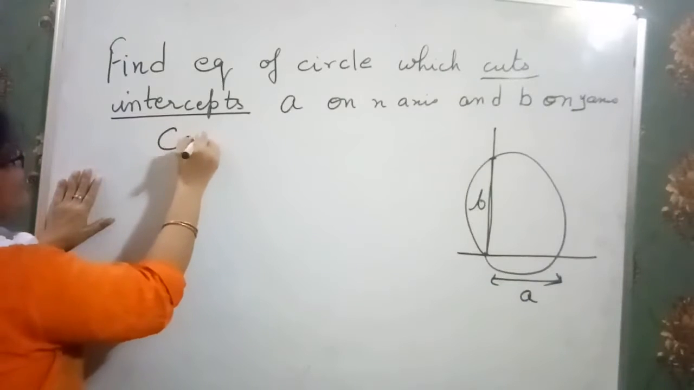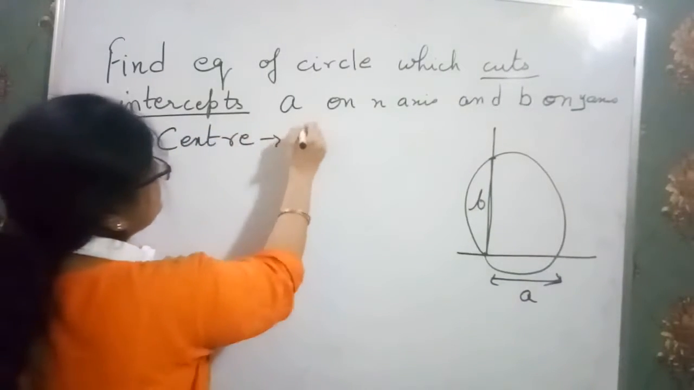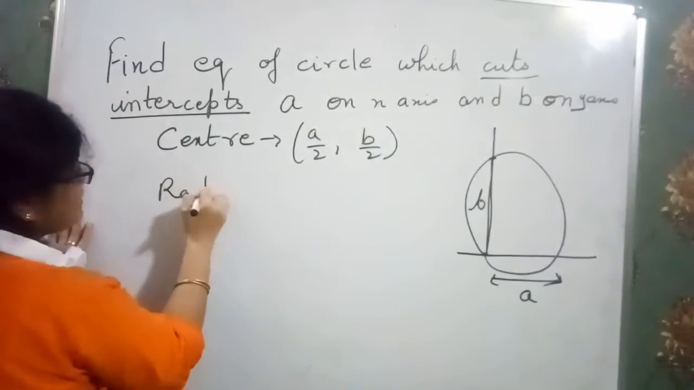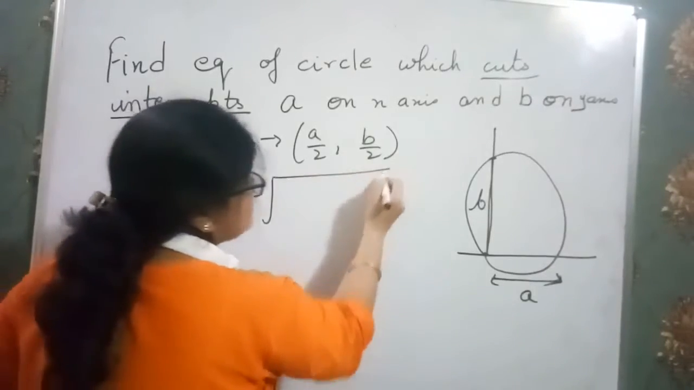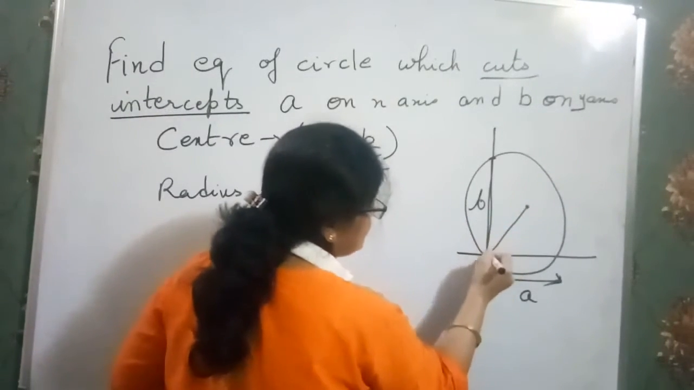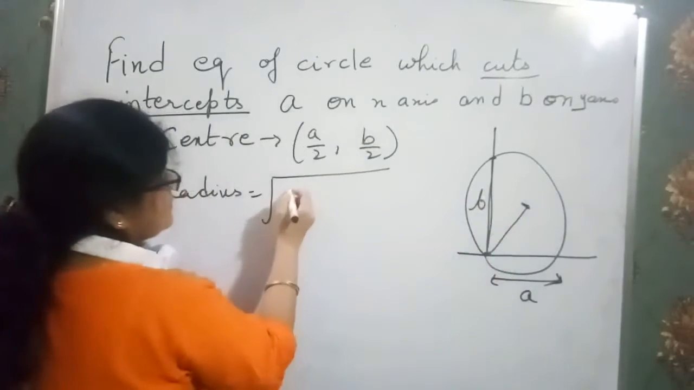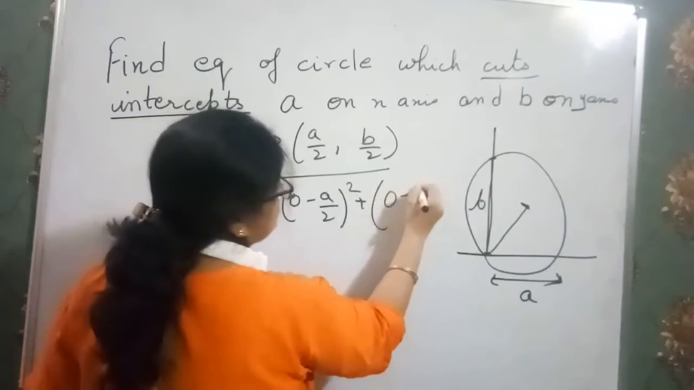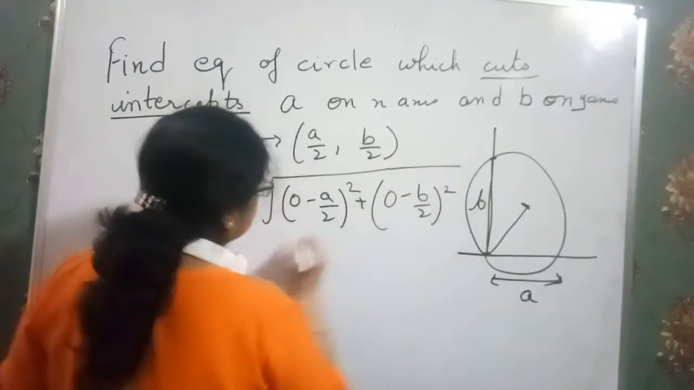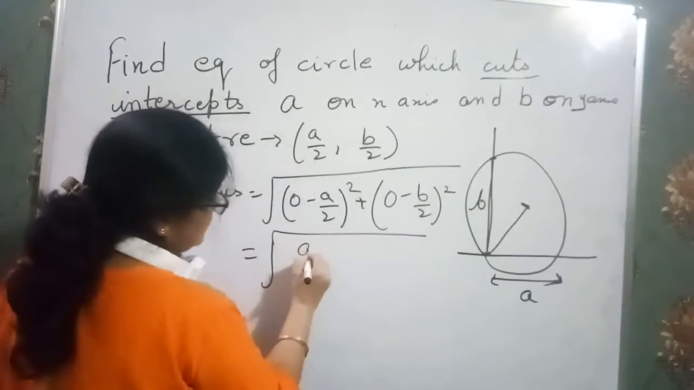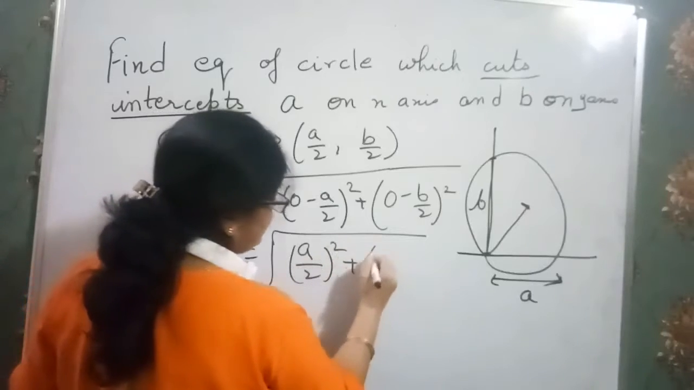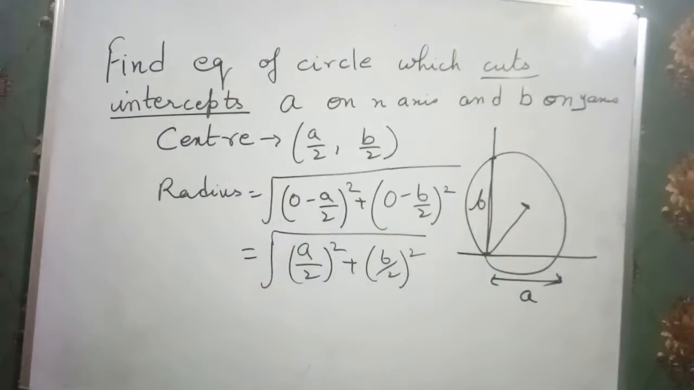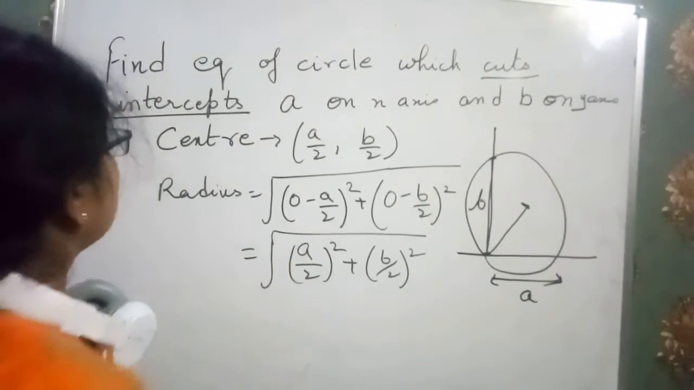So in this case, how do we find the equation of the circle? Just remember, when it cuts intercepts on the axes, our center is (a/2, b/2). And our radius is what? The distance of that center from the origin. If we use the distance formula, what does it become? (0 − b/2)² and so on. So at last the radius is simply √((a/2)² + (b/2)²). Clear? Now I am explaining a question based on this concept.